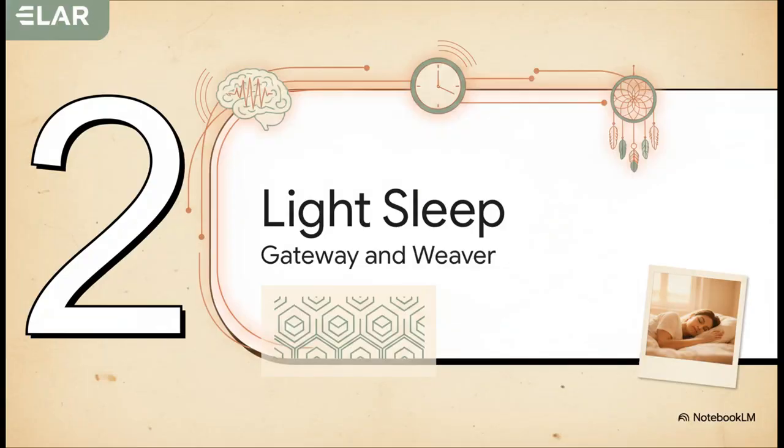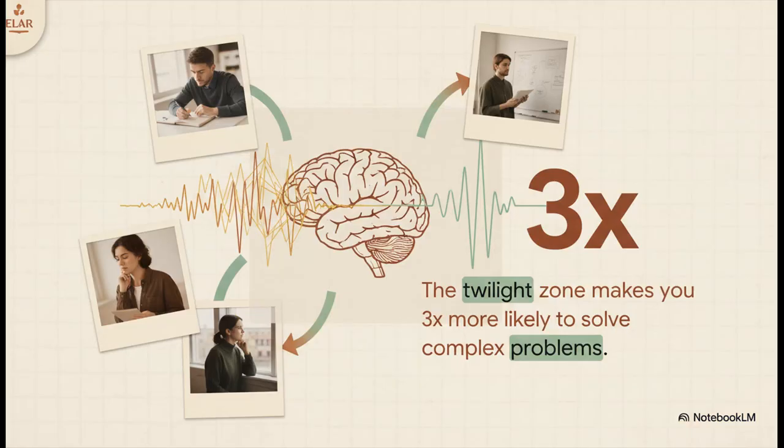Moving right along to section 2, let's look at light sleep, the gateway and weaver. We're talking about the active bridge of stages N1 and N2. So we start with stage N1. This is that super fragile threshold right between being fully conscious and unconscious. Here, your alert beta waves get swapped out for slower theta waves, creating this hyper-associative twilight zone.